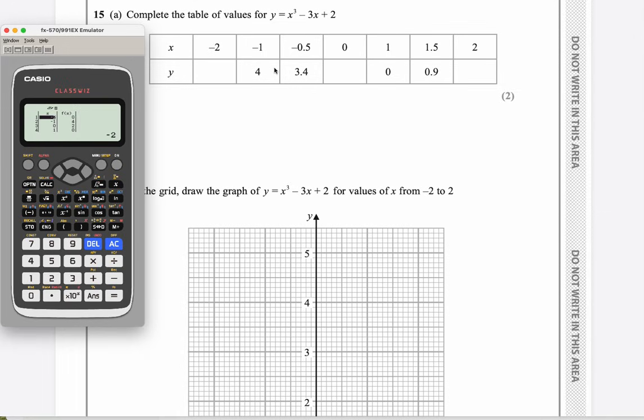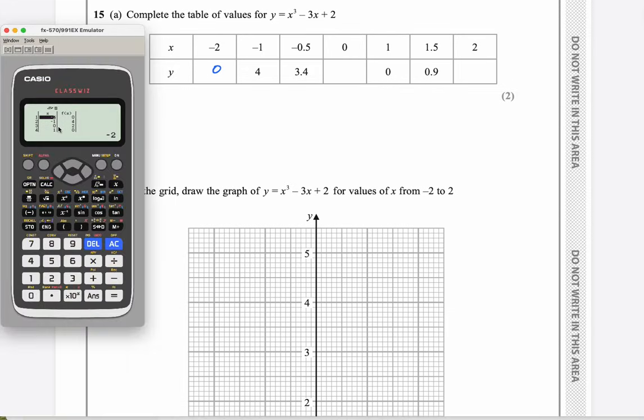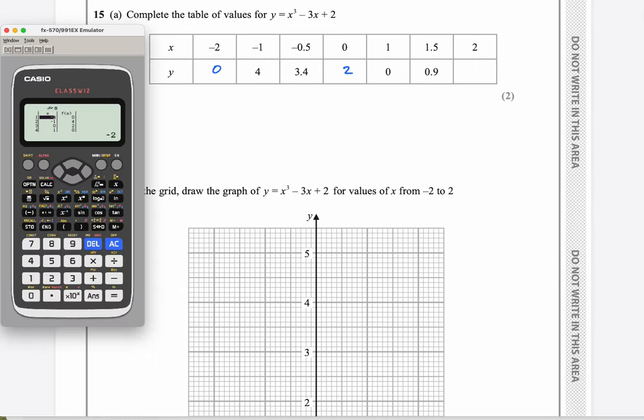That's fine, right? So it gives me -2 is 0. Let's just write that here. Negative 2 is 0. 0 is 2. And then I'll go down here to 2, which is 4.